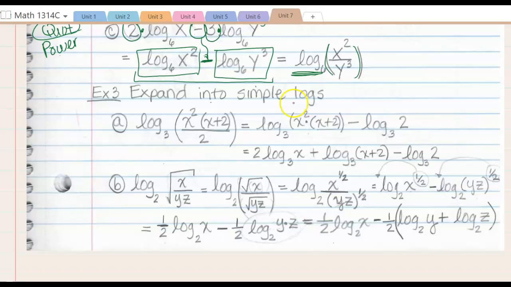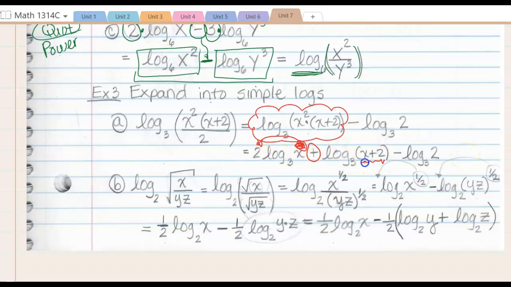Now let's try to simplify this first part. I have the product, so I'm going to change this into the product rule. So I'm going to have log base 3 of x squared plus log base 3 of x plus 2. But the power says I can bring it to the front. And that's how I have 2 times the log of base 3 of x plus the log of base 3 of x plus 2, and then I still have the minus log of base 3 of 2. And that would finish this particular problem.